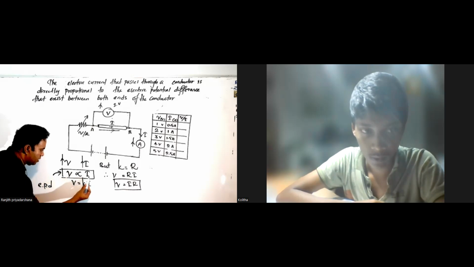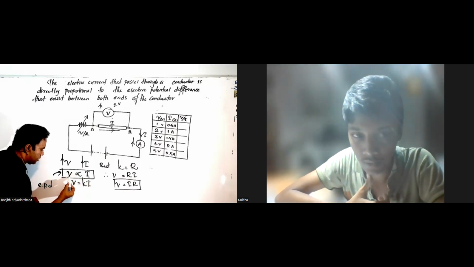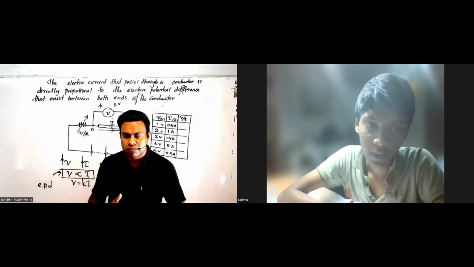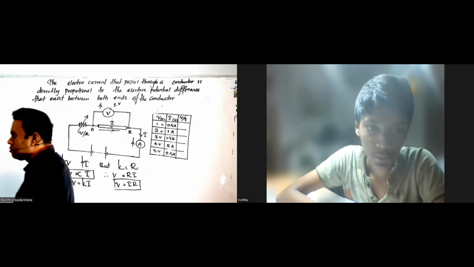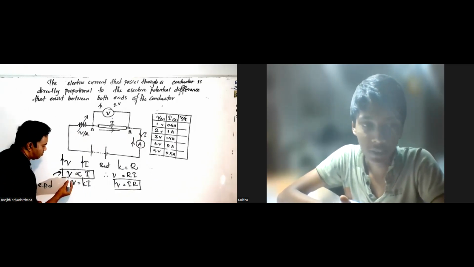Tell me that part. The electric current is directly proportional to the electric potential difference. Tell it like that. The electric current is directly proportional to its potential difference.